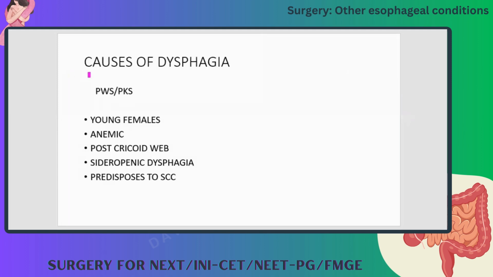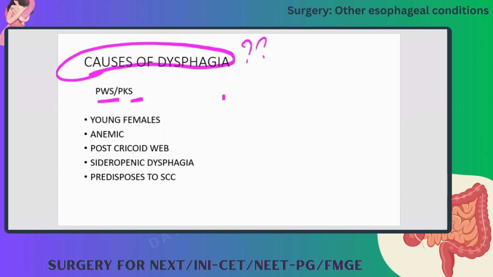Now we'll move on to the next topic. What are the causes of dysphagia? PWS. Yesterday we were discussing Plummer nodule and Graves' disease. Then somebody was asking, is it the same as Plummer-Vinson syndrome or not? So PWS is Plummer-Vinson syndrome, and PKS is Paterson-Kelly syndrome.